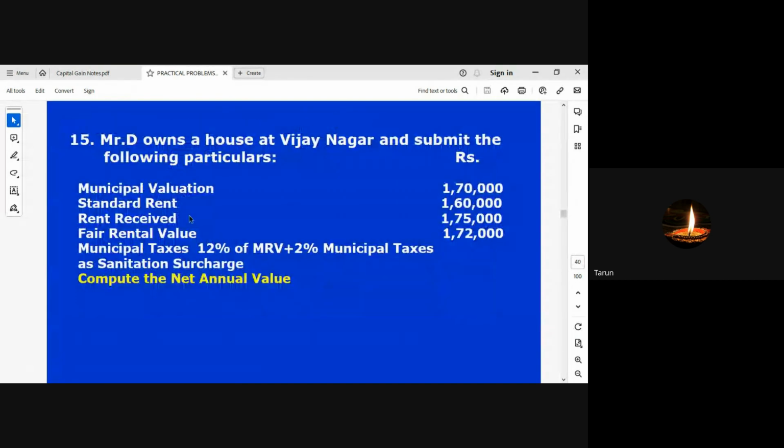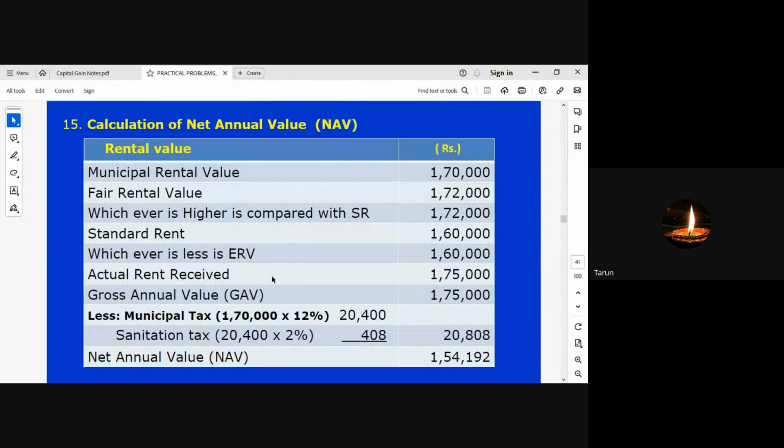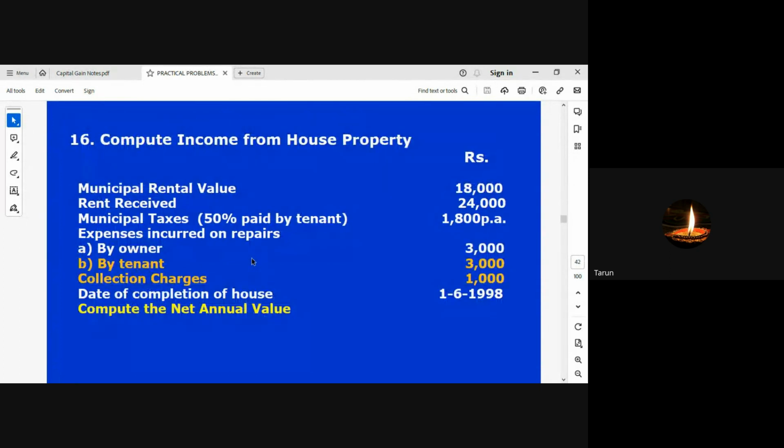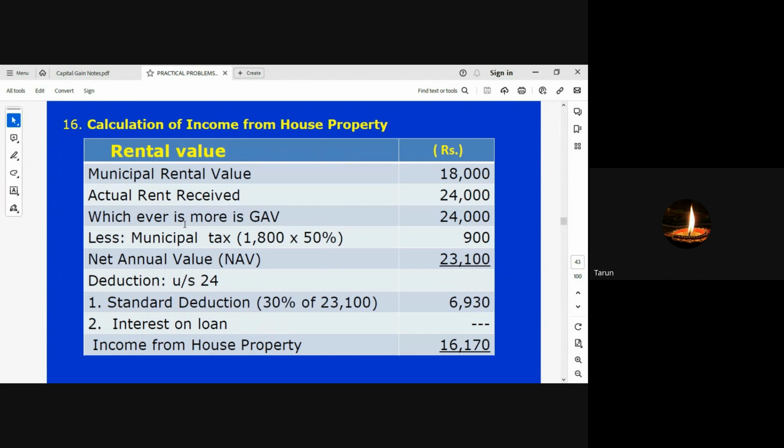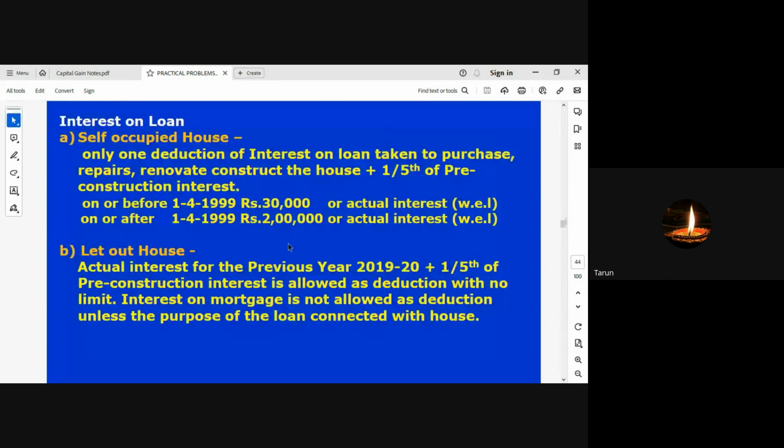Right, so this is the next question you can do on your own. It's very simple. There's also another question. It's very simple. Date of completion of the house, and accordingly you earn, 50% paid by tenant. So accordingly you need to estimate. Right, this is self-occupied interest on loan.